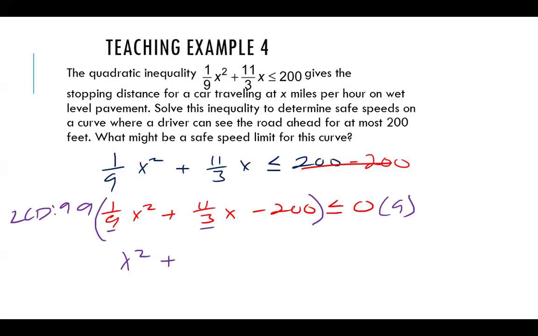Plus, now we're doing 9 times 11/3. So 9 times 11 is 99. 99 divided by 3 is 33, right? So that becomes 33x. And then 9 times 200 is just simply 1800. And anything times 0 is 0. Oh my gosh, there's no fraction.